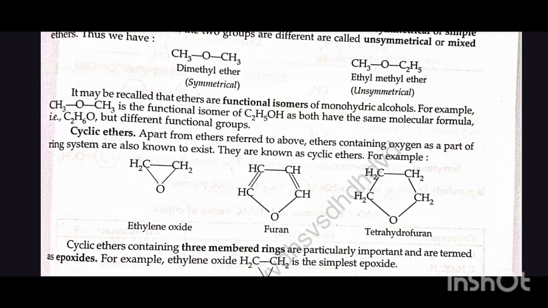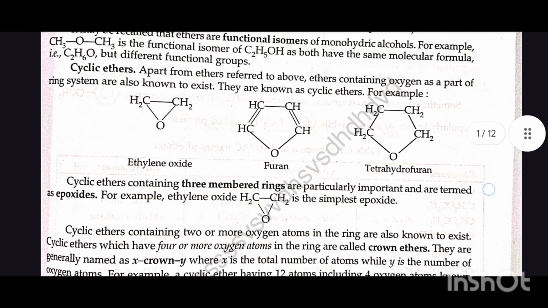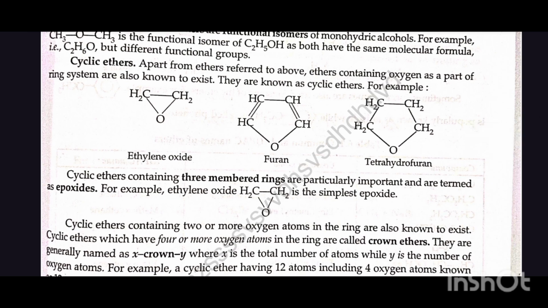Cyclic ethers: apart from the ethers referred to above, ethers containing oxygen as a part of a ring system are also known to exist. They are known as cyclic ethers. For example, ethylene oxide, furan, tetrahydrofuran. Cyclic ethers containing a three-membered ring are particularly important and are termed epoxides. For example, ethylene oxide is the simplest epoxide.